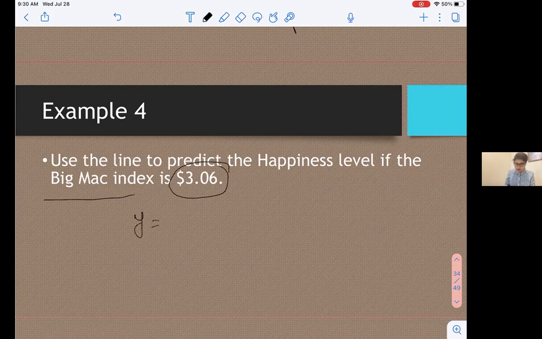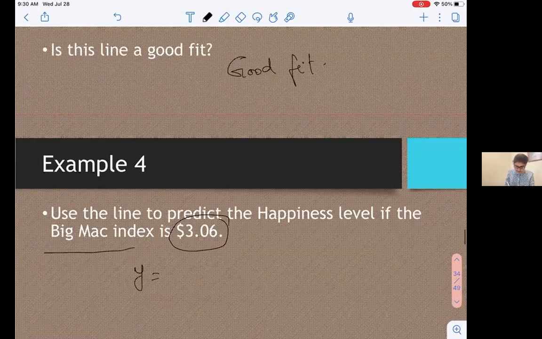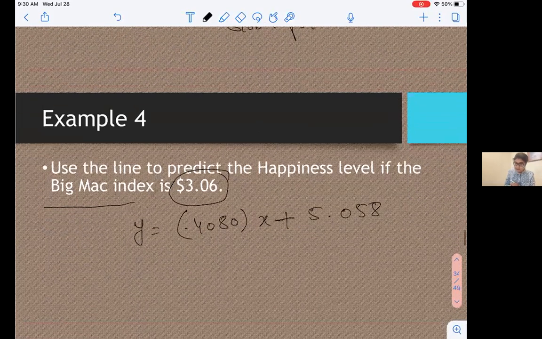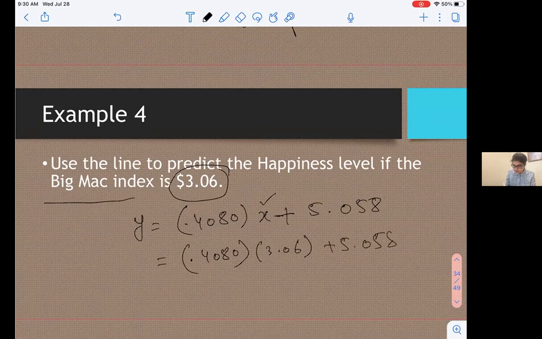So on your equation of line, we have the predicted least square regression line, which is 0.4080 x plus b, which is 5.058. So in this equation, x is my Big Mac and y is my happiness level. So I have to substitute the value of x: 0.4080 times 3.06 plus 5.058. So now I am going to calculate these values.